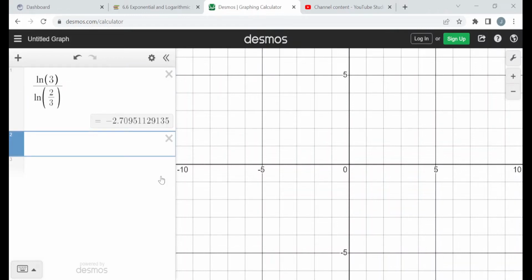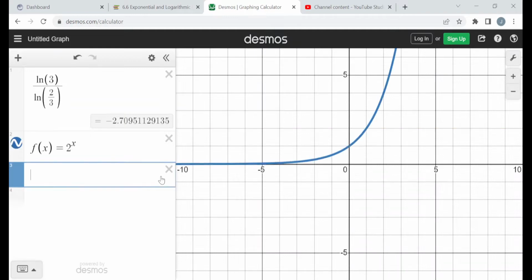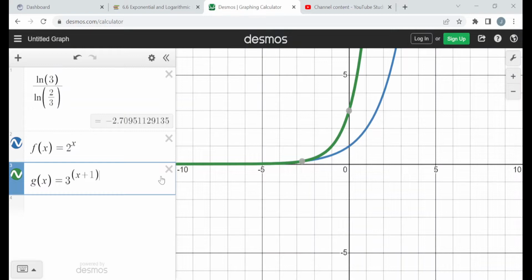Alright, I'll put in those two functions, the left side and right side. One I'll call f of x equals 2 to the x. And the other one I'll call g of x was 3 to the x plus 1. Make sure x plus 1 is all in the power. Oh look, and they do tell us where it meets. This is a lot better. See, negative 2.71. X equals negative 2.71. You can clearly see where they're meeting now. So that is a valid solution to this equation.